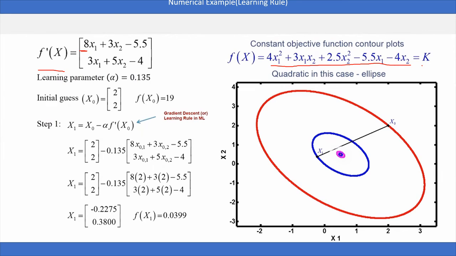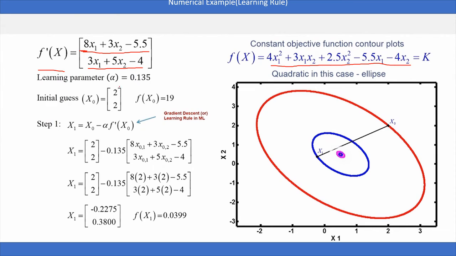If I differentiate it, what value will I get? Here the first equation is differentiated with respect to dou x1. So instead of 4x1 square, I'll get 8x1 plus 3x2 and then minus 5.5. For the second term, this is the differentiation of f of x with respect to dou x2. So here I'll get plus 3x1 and then plus 5x2 minus 4.